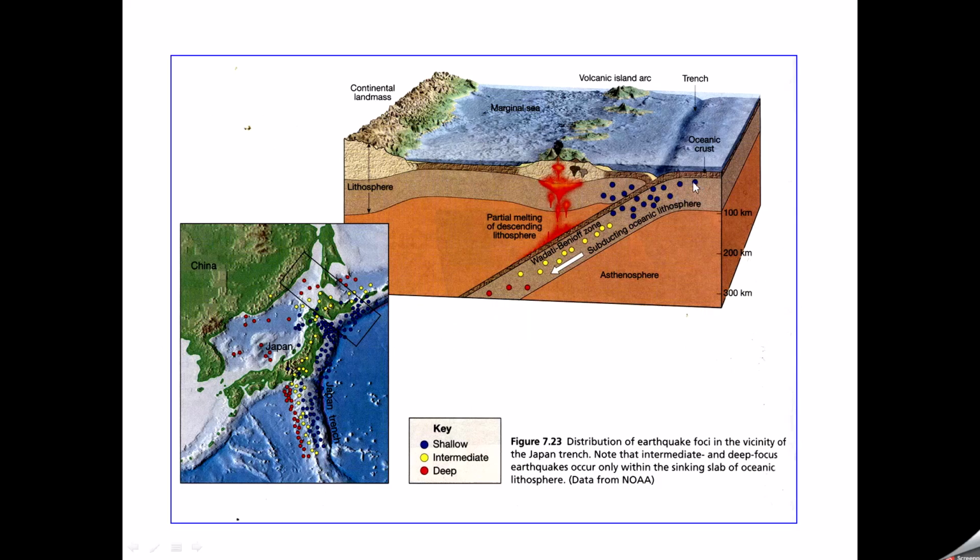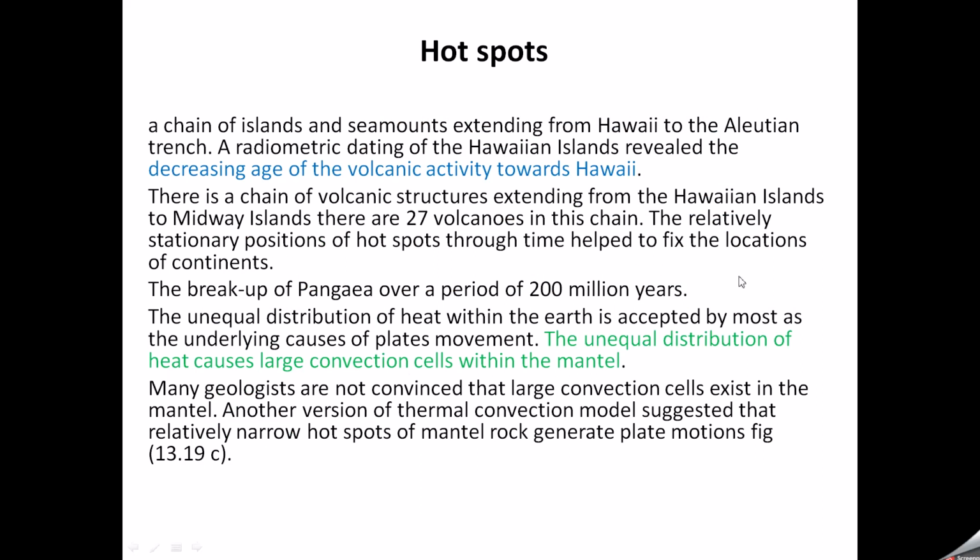Here from Japan, as we go, this is the subduction zone. This is Japan here, and this is mainland China. So the subduction zone goes this way, down. As you go down here, the blue dots are shallow, yellow intermediate, and red dots deep-focus earthquakes. The only places they find deep earthquakes is subduction zones. And this way they can map the depth of the descending slab into the asthenosphere. Hotspots.